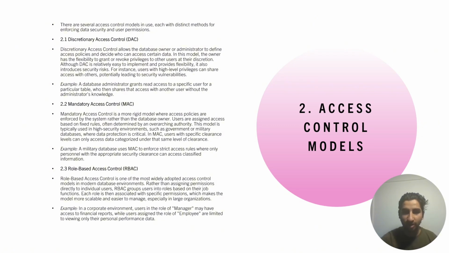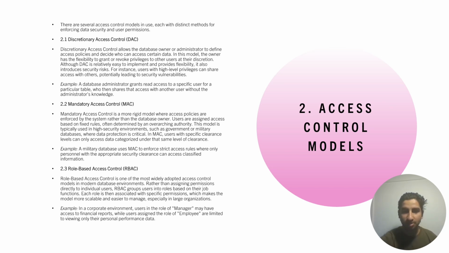You can read through the slides, and there is an example I've given there. And number 2.2 is mandatory access control (MAC). Mandatory access control is a more stringent model where access control policies are defined by the system rather than the owner itself. In this model, users are granted access based on a set of fixed rules, typically established by a central authority. This is commonly used in environments where data security is paramount, such as military and government organizations.